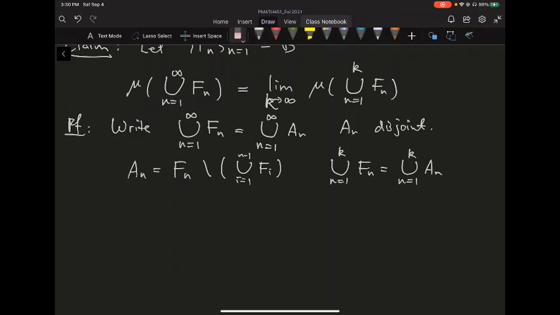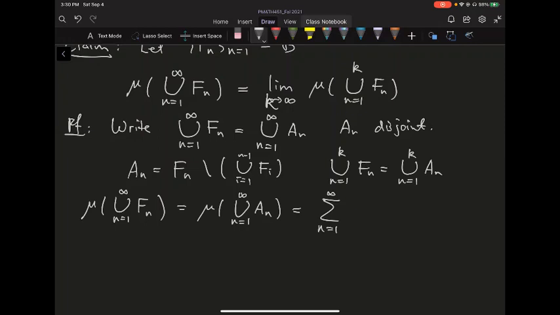All right, so now what do we have? Well, the measure of this union, the measure of the union n going from 1 to infinity of these Fn. By definition, we can rewrite this union as a disjoint union of these An. They're disjoint, so by the sigma additivity, we know this is the infinite sum of mu of these An.